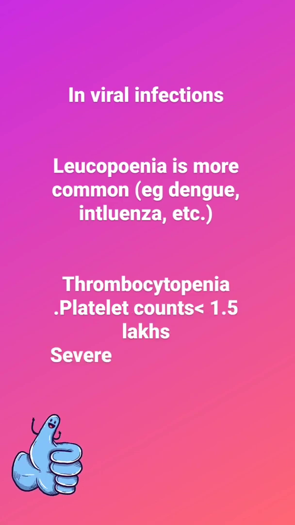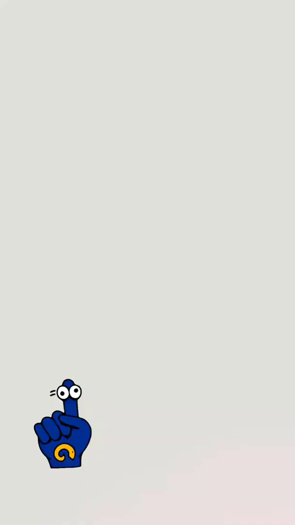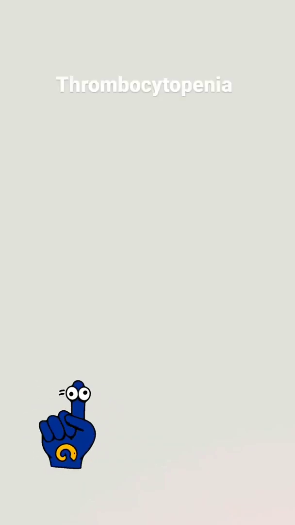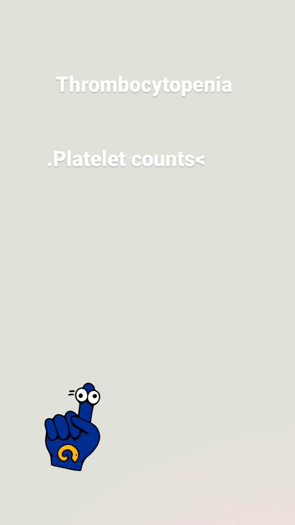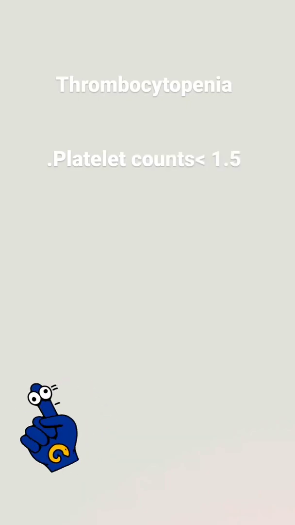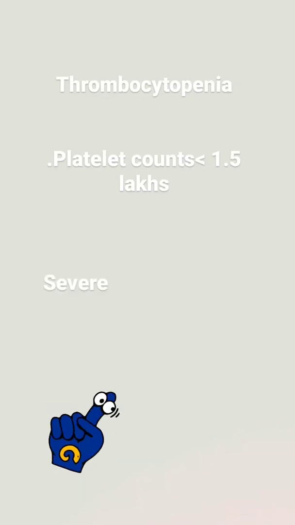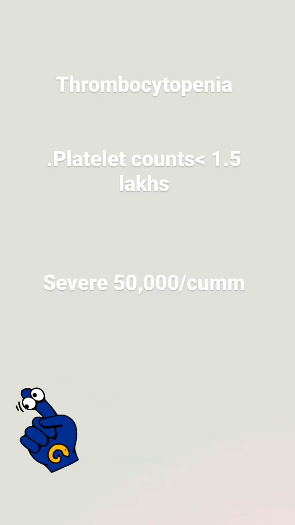And last, thrombocytopenia. In thrombocytopenia, basically, there will be a reduced platelet count, that is less than 1.5 lakhs. And when it is severe thrombocytopenia, it is less than 50,000.